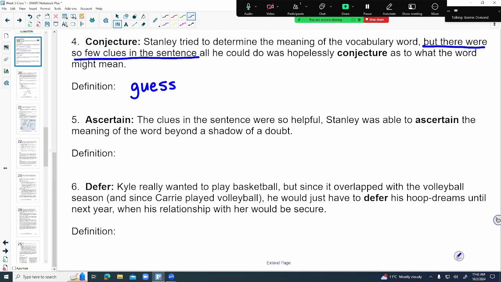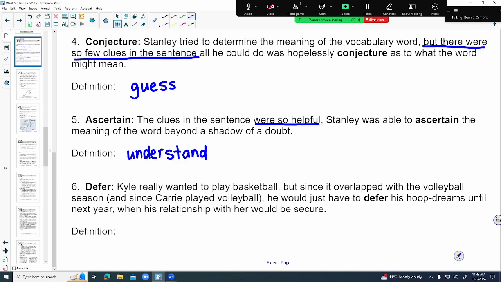Okay, number 5, ascertain. The clues in the sentence were so helpful, so this is the opposite. Stanley was able to ascertain the meaning of the word beyond a shadow of a doubt. So in this time, the clues in the sentence were so helpful, he was able to ascertain the meaning of the word. So he was able to understand the meaning of the word beyond the shadow of a doubt, or get the meaning of the word.